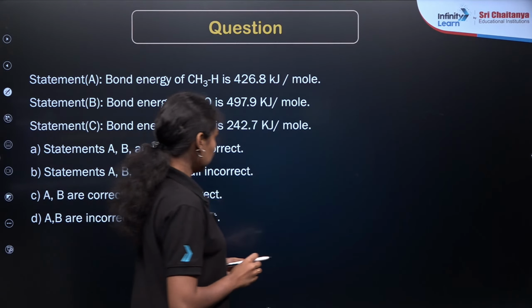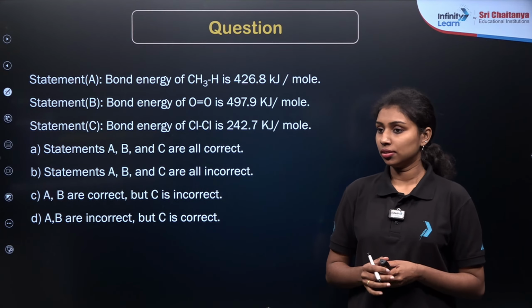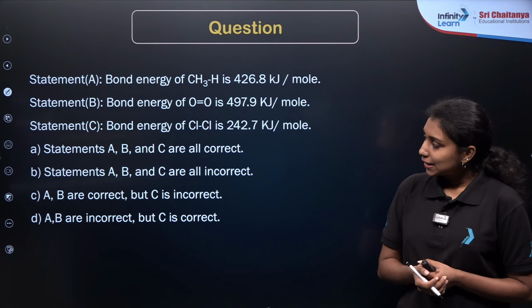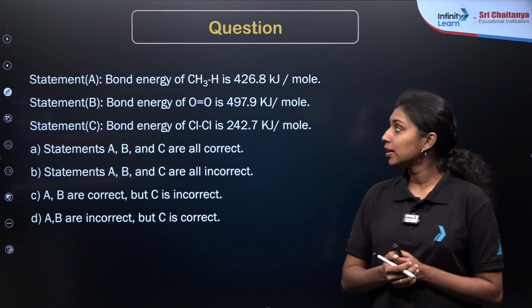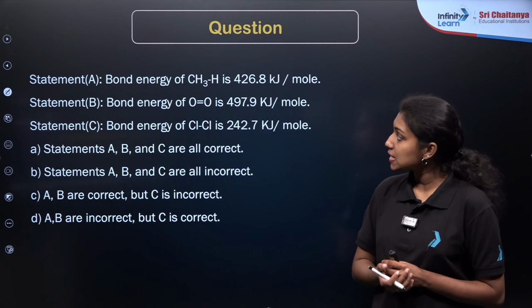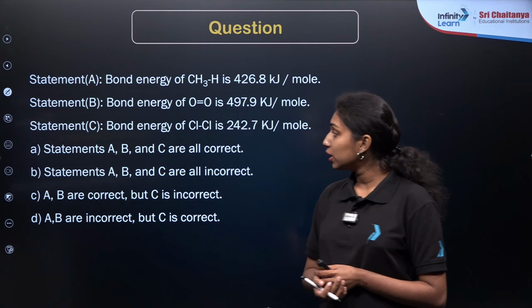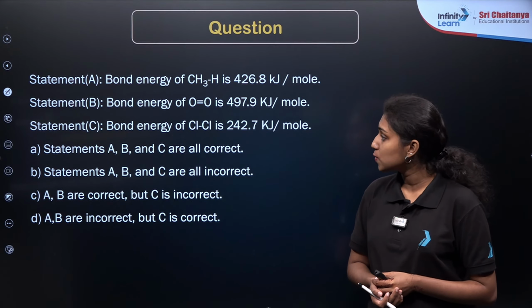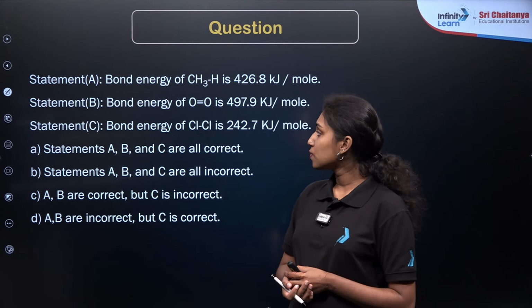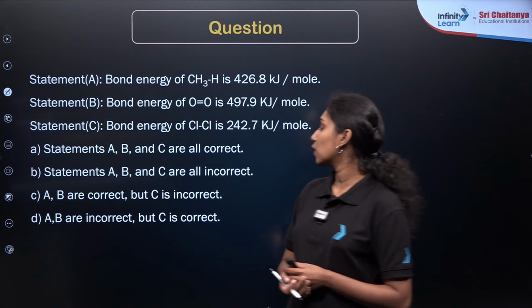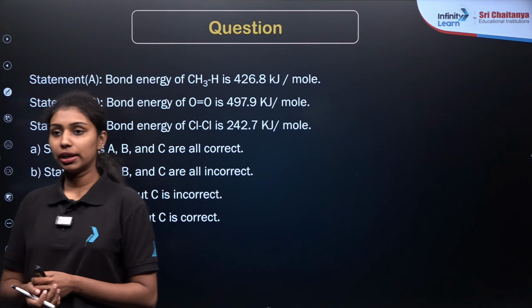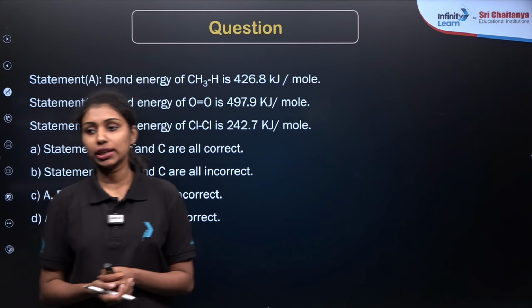Here is the next question. Okay, fine. Again, three statements are given here. Statement A: bond energy of C-H is 426.8 kilojoule per mole, statement B: bond energy of O=O is 497.9 kilojoule per mole, and statement C: the bond energy of Cl-Cl is 242.7 kilojoule per mole. We want to identify whether these three statements are correct or incorrect.